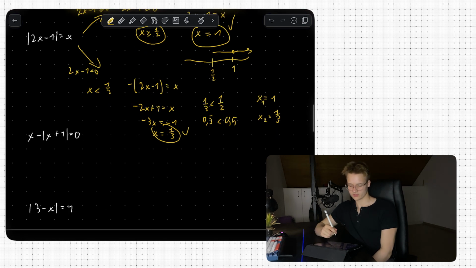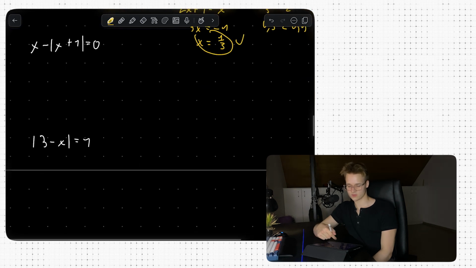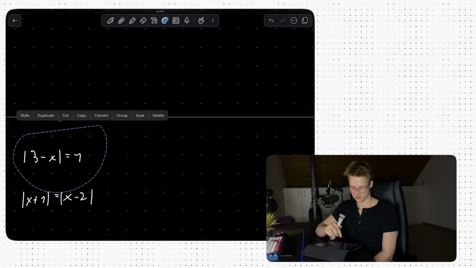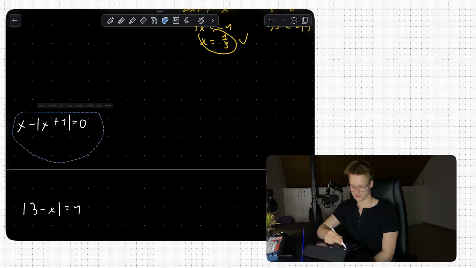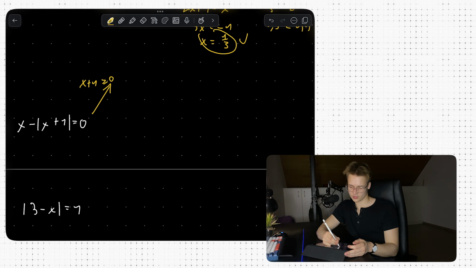Now, what about the next case? So we have here x minus absolute value of x plus 1 is equal to 0. We're just going to move this one a bit down so we have more space. Again, we're just going to separate it into two cases. So this is our absolute value. So we want to see when x plus 1 is greater than or equal to 0. So that is when x is greater than or equal to minus 1.